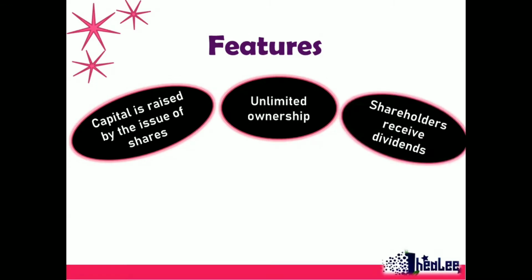The next feature is shareholders receive dividends. So these individuals, shareholders, are persons that purchase shares within a company. So now they're seen as owners of the company. But what do they get for investing in that company? It is called dividend. So the share of profit that these individuals get for investing in the company is referred to as dividends. That is what they receive as owners of the company.